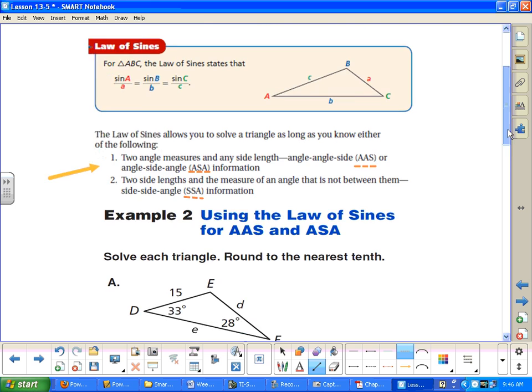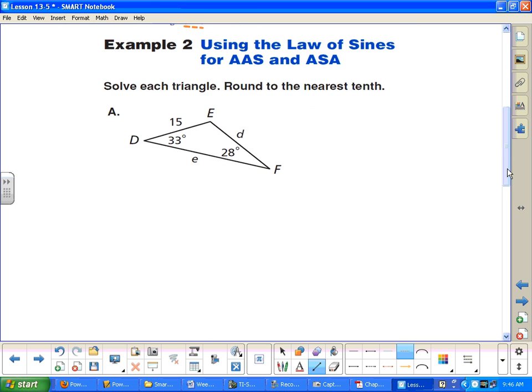All right, so using the law of sines. It wants us to solve each triangle, round to the nearest tenth. So when it says solve the triangle, that means we're trying to find all of the missing parts. Here they give us 2 angles and a side, and we want to find the other angle and the length of the 2 missing sides. So I know a 28-degree angle, a 33-degree angle, and the length of a side, 15. So that's angle, angle, side. So I can use the law of sines.